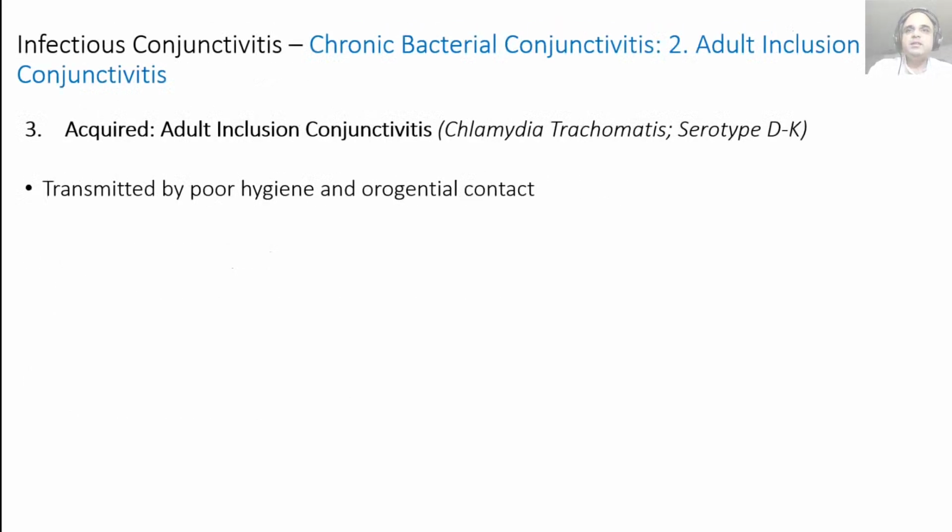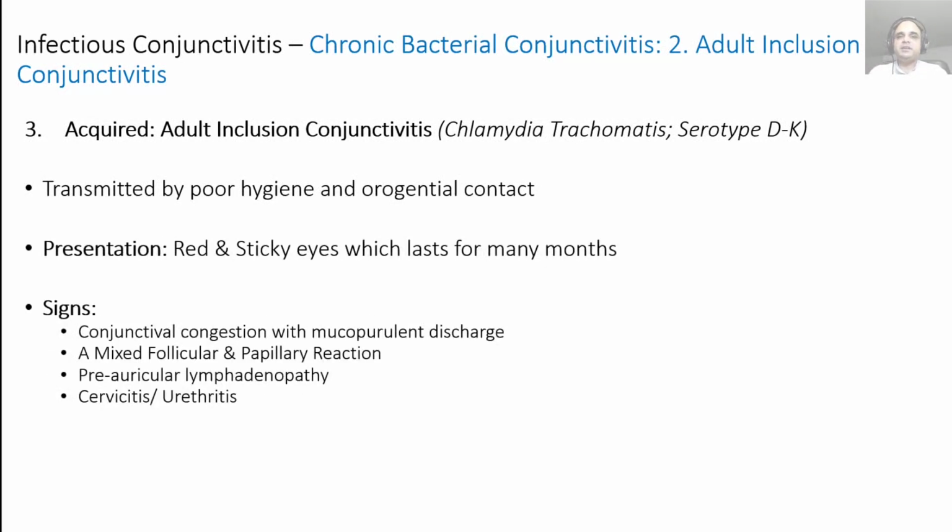This is the other acquired type of chronic bacterial conjunctivitis, which is adult inclusion conjunctivitis, or inclusion conjunctivitis. It's called adult inclusion because it's in an older demographic. It is serotype D to K of the same organism, Chlamydia trachomatis. It's spread the same way, but these are sexually active young adults, and you have a very similar presentation to a bacterial conjunctivitis, red sticky eye, but it runs a more chronic course.